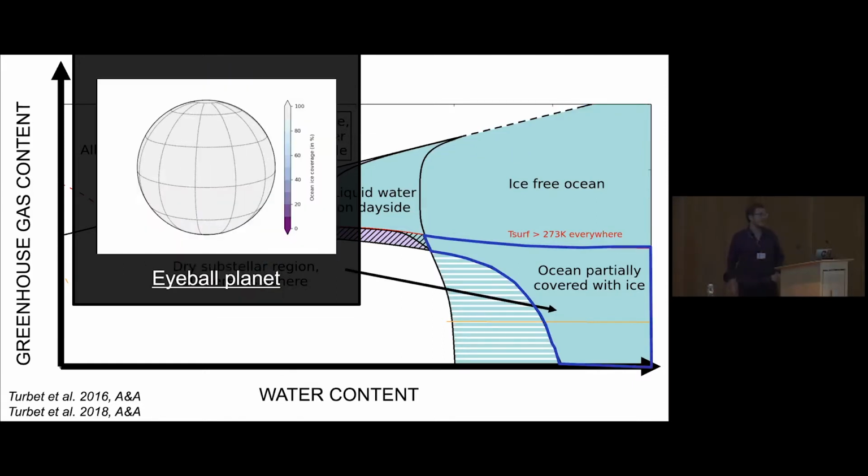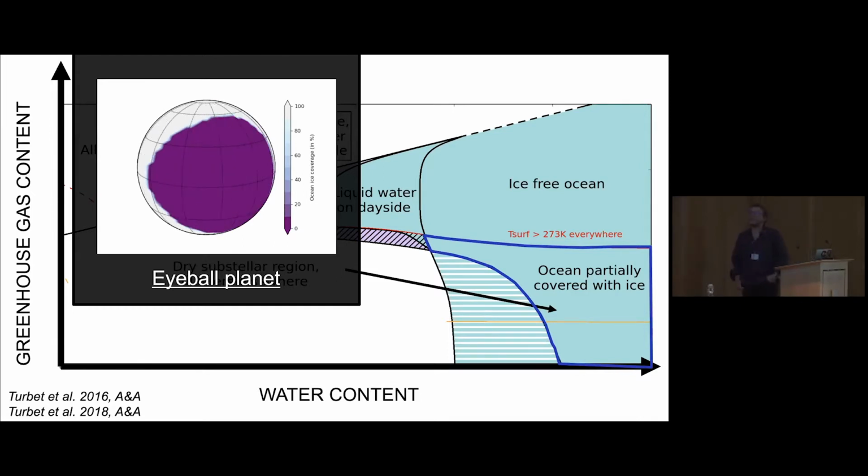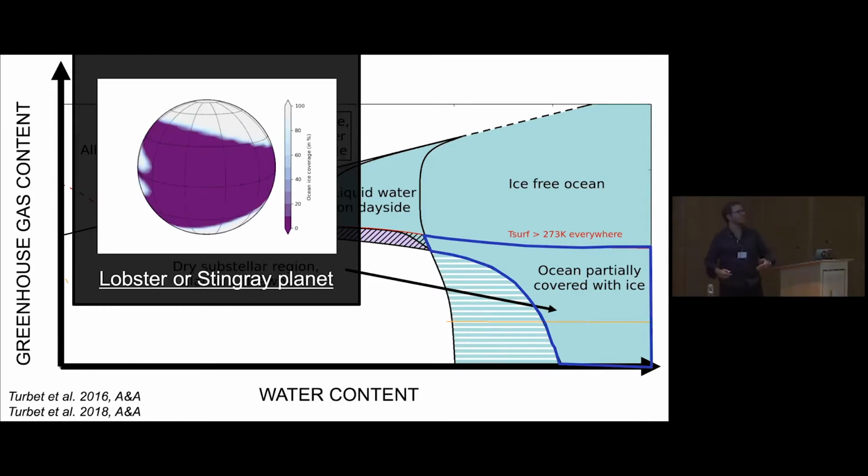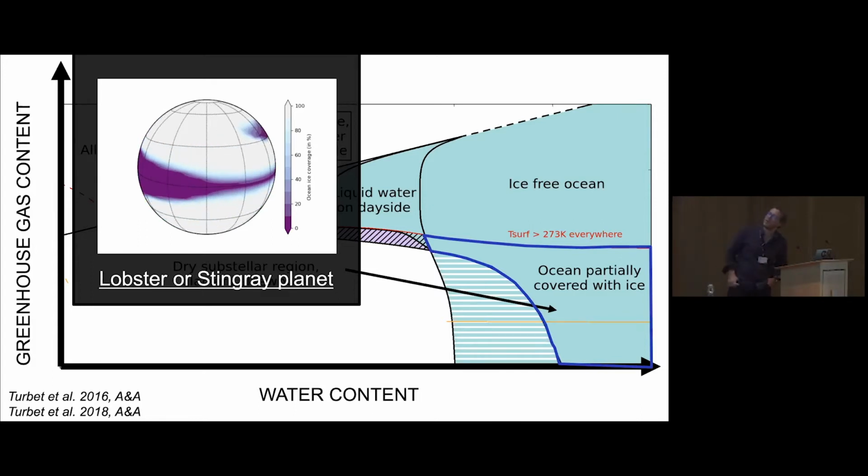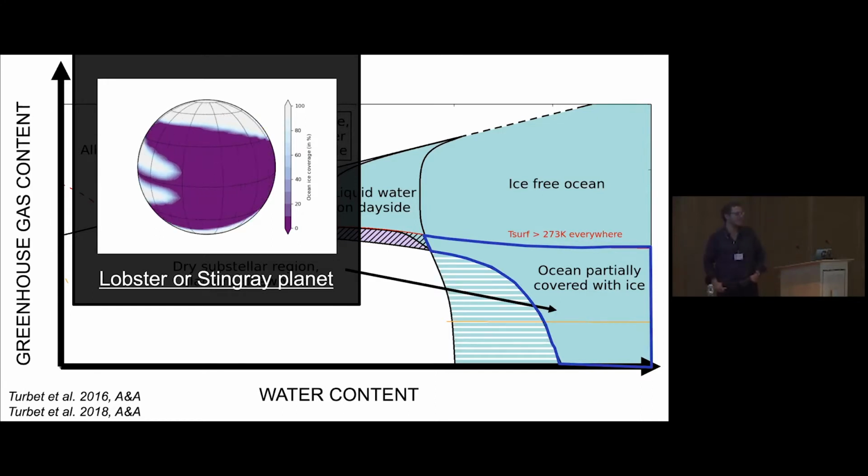But again, as I told you at the beginning of my talk, if you include an ocean circulation model, we should stop or maybe use a new term to describe that kind of object, lobster or stingray planet. So you can pick the name you prefer.